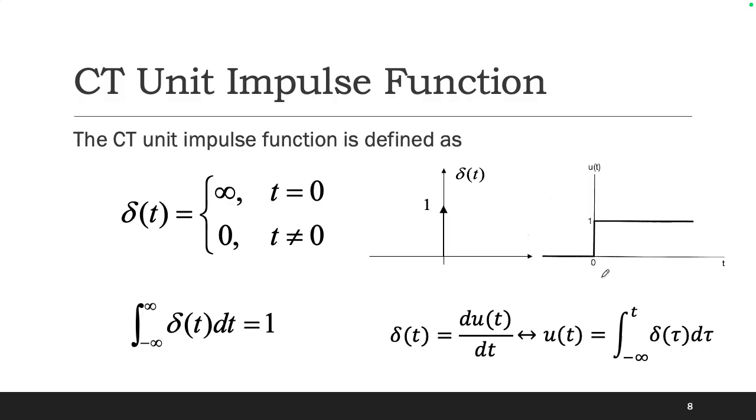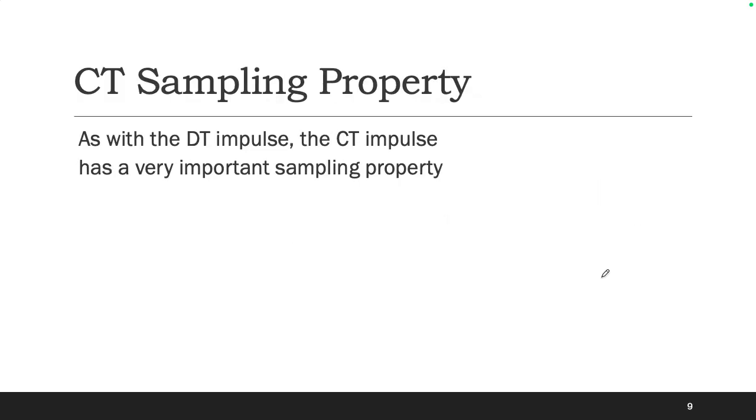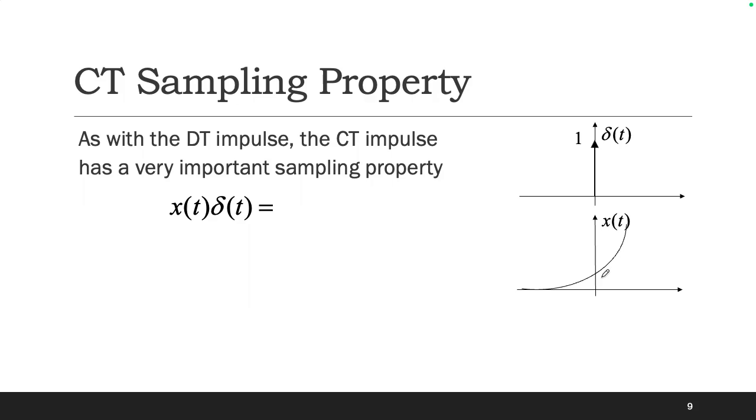Yeah. Okay. And for the CT sampling property, actually it's similar to DT. Yeah, you can see here. This is the delta t, the input CT unit impulse function. This is the xt, any signal here. And then after you multiply those two together, what can you get?